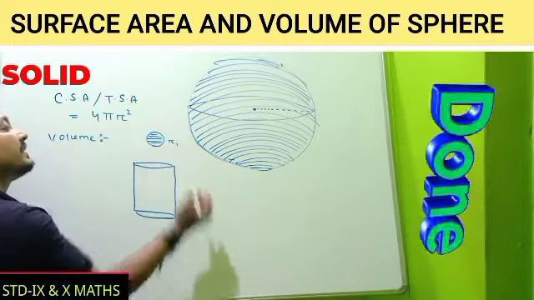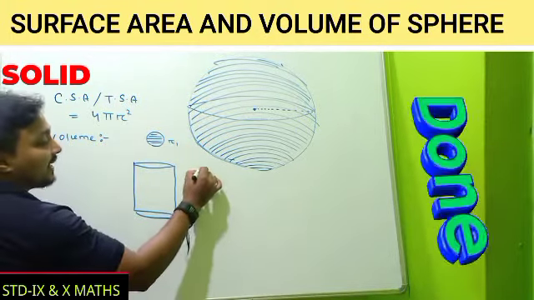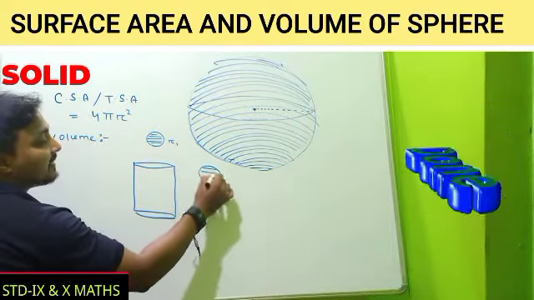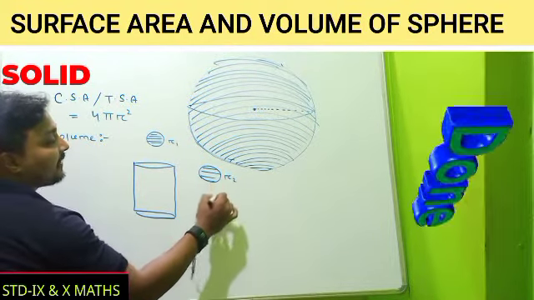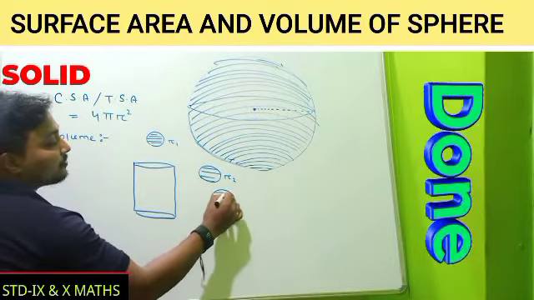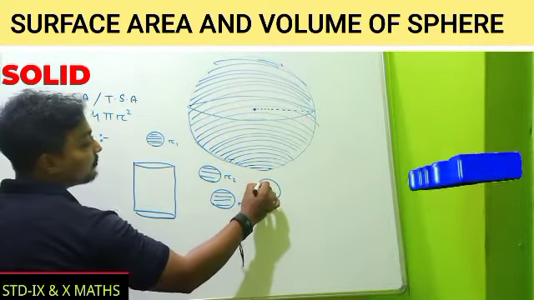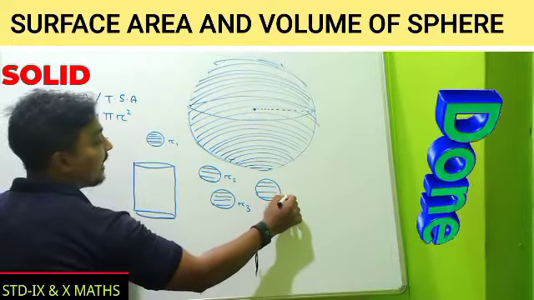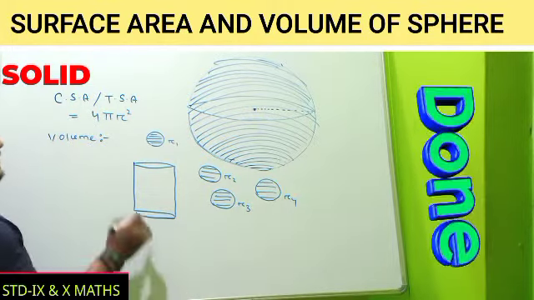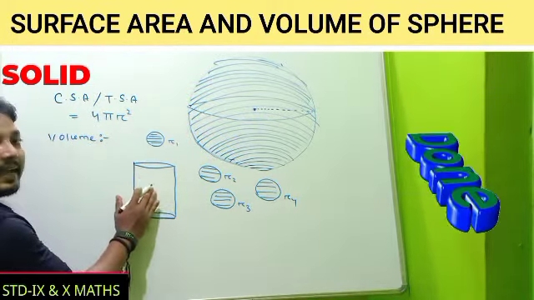Suppose its radius is R1. Here is another sphere. Its radius is R2. Here is another sphere whose radius is R3. Here is another sphere whose radius is R4. And here is the total cylindrical vessel.